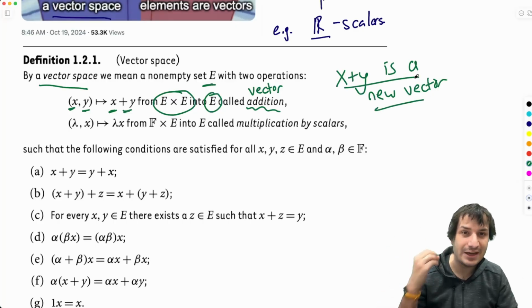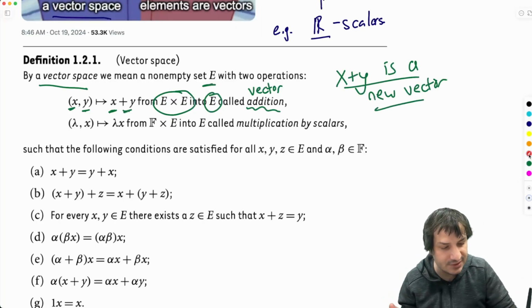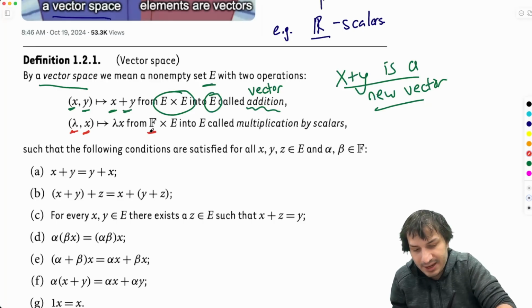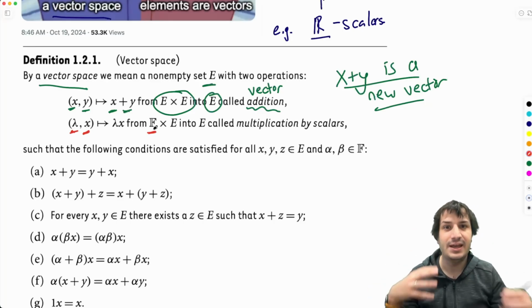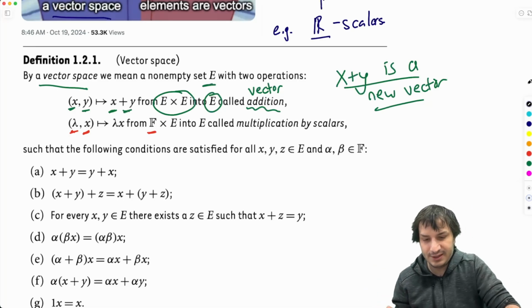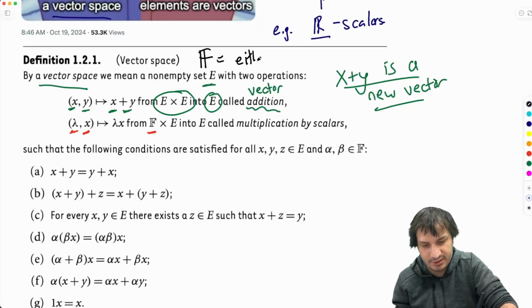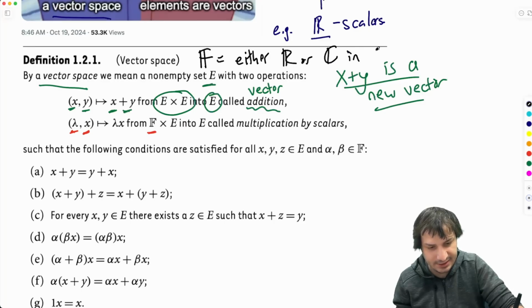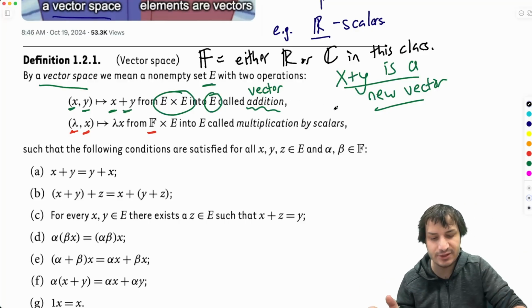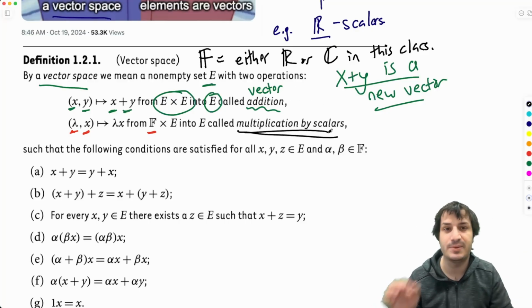So you have this vector addition operation, and you have this scalar operation. If you do lambda times x, lambda has to be from the field F. In our class, F will always be either the real numbers or the complex numbers. So F is a field, and it's either R or C in this class, but in other courses, it might be something else. And so you have these two operations, vector addition and multiplication by scalars.